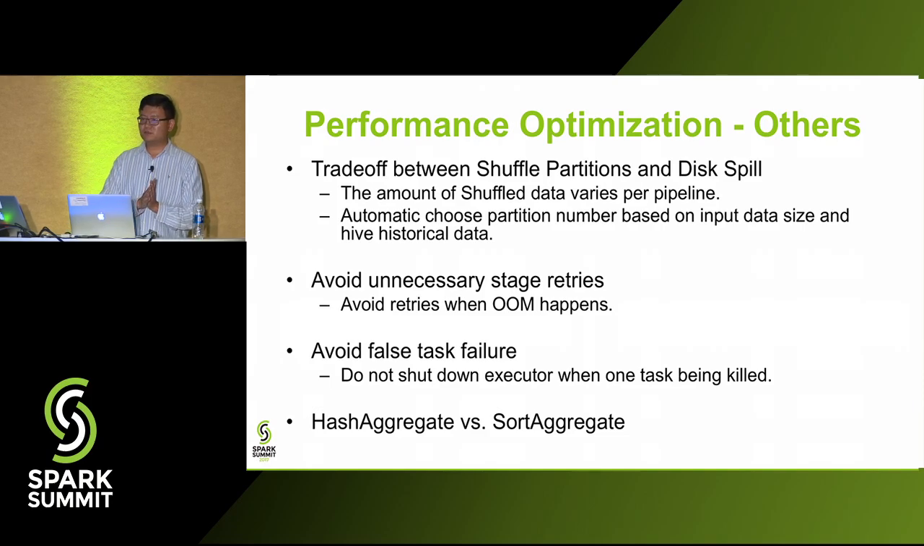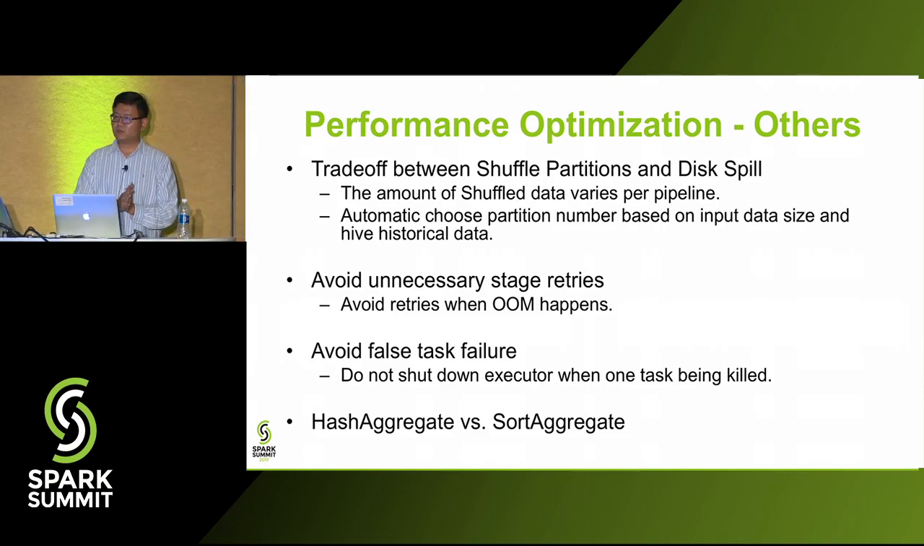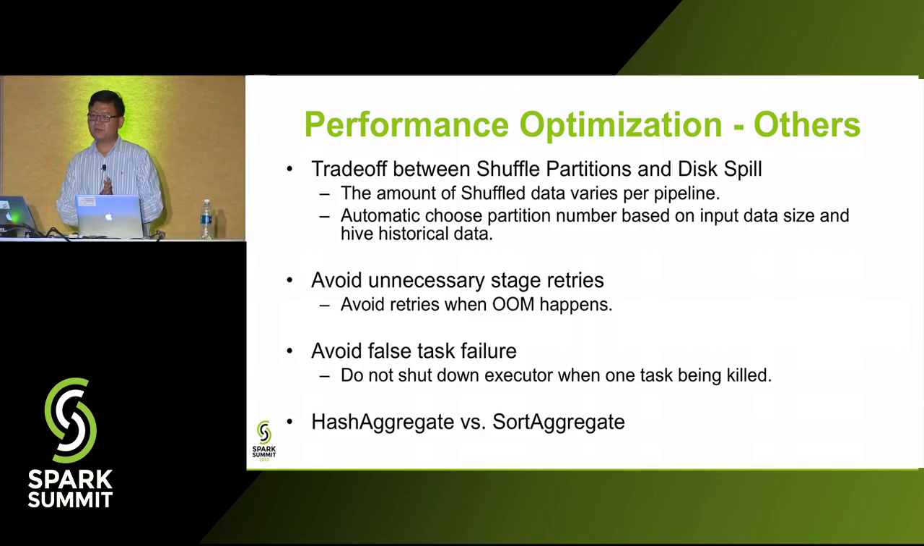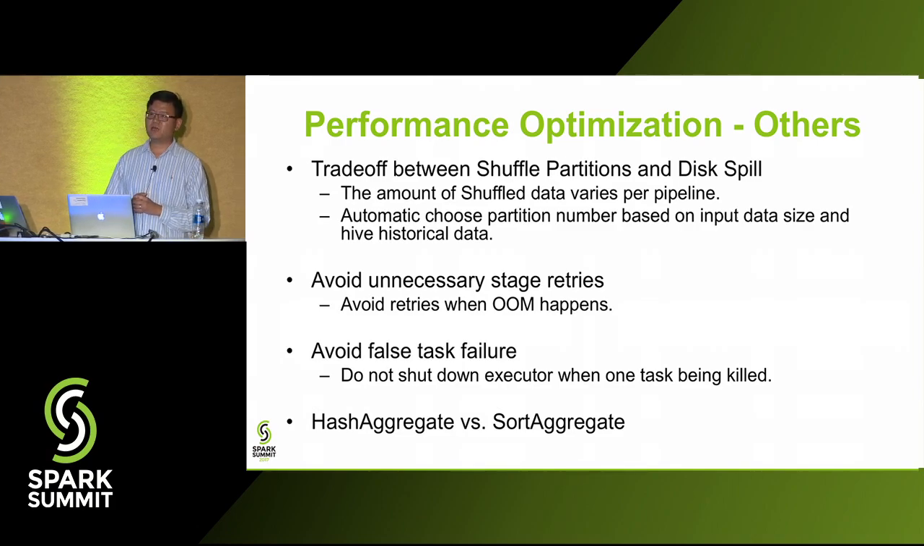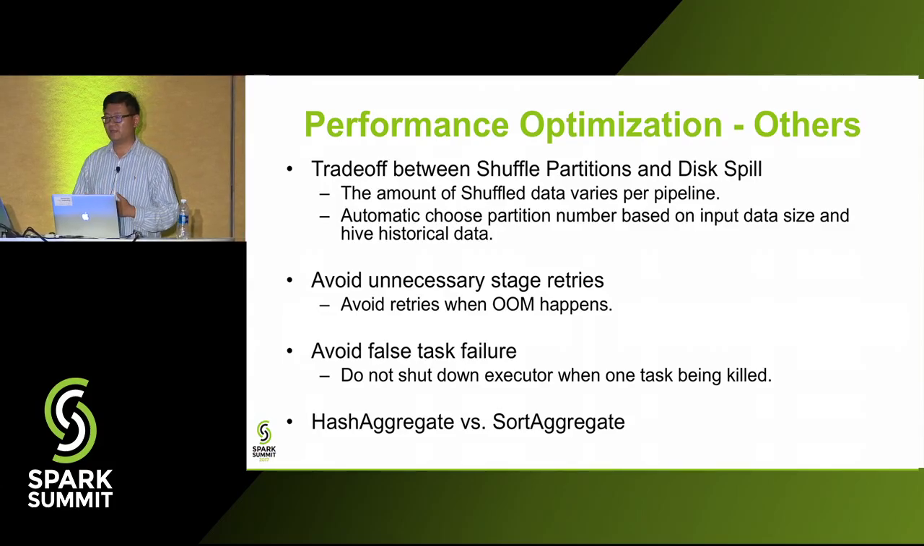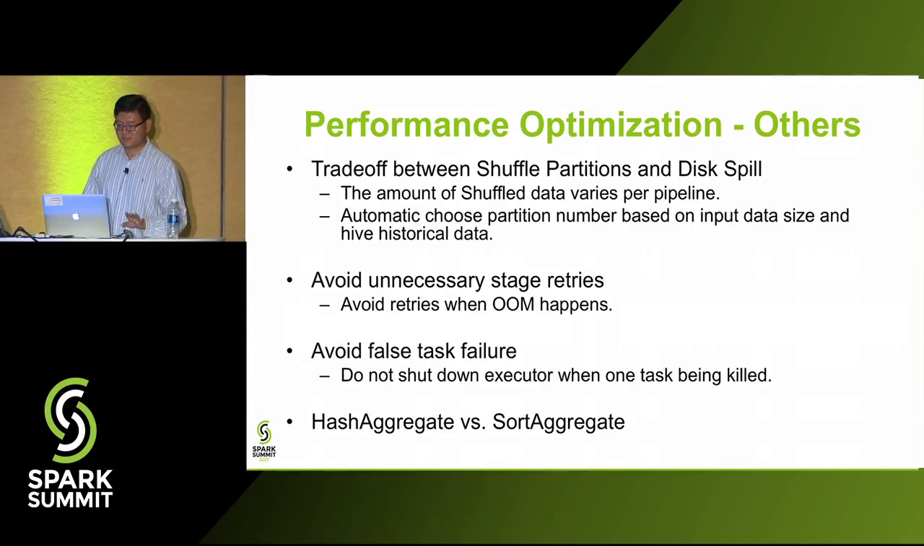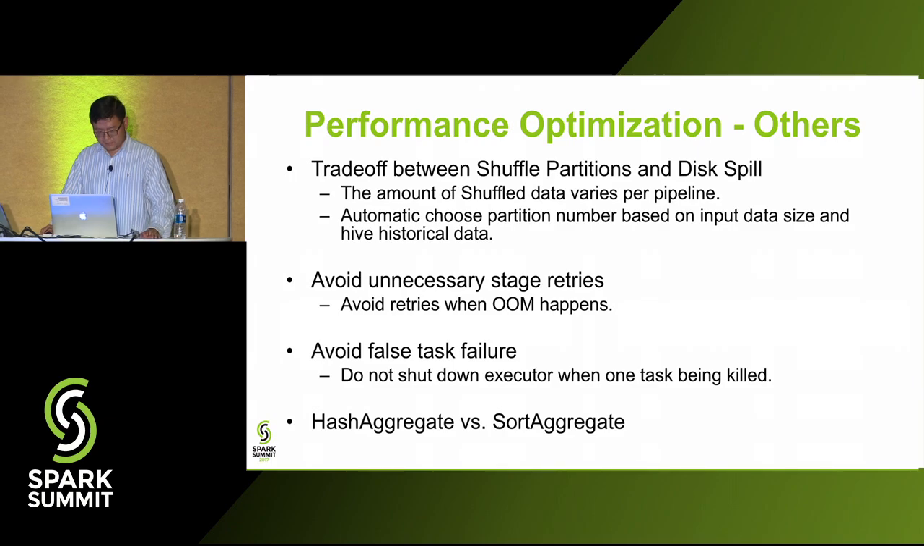Remember that when we do the shadowing, we retrieve the query from the Hive query log. In that Hive query log, we have the number of mappers, we have the number of reducers. We also have the amount of shuffle data. Based on those numbers, we calculate the partition number for that specific query. All this is done automatically. There's no manual process, so we can scale.